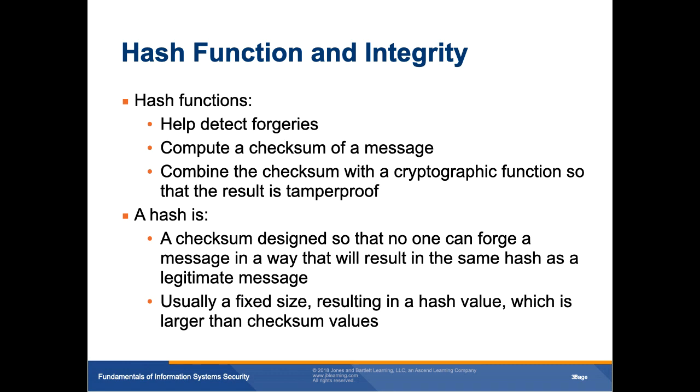Hash functions and integrity. Hash functions help detect forgeries. They compute a checksum of a message and combine the checksum with a cryptography function so that the result is tamper-proof. A hash is designed so that no one can forge a message in a way that will result in the same hash as a legitimate message. It's usually a fixed size, resulting in a hash value which is larger than the checksum values.